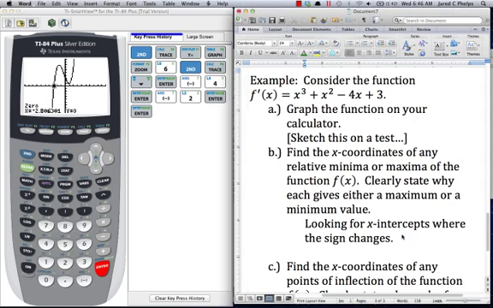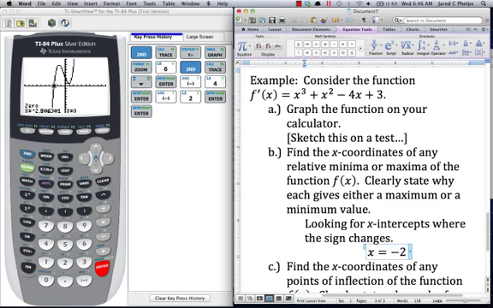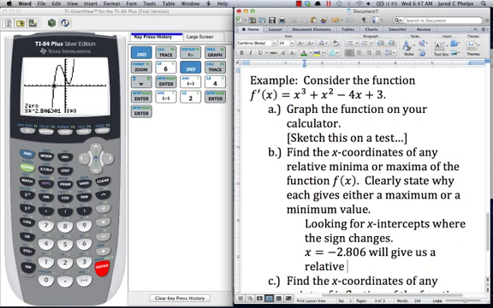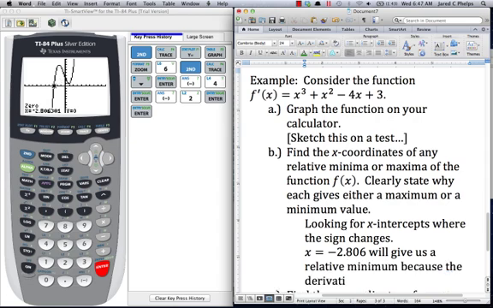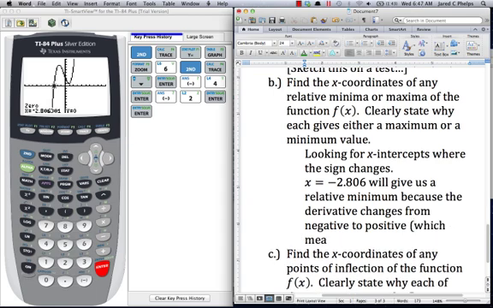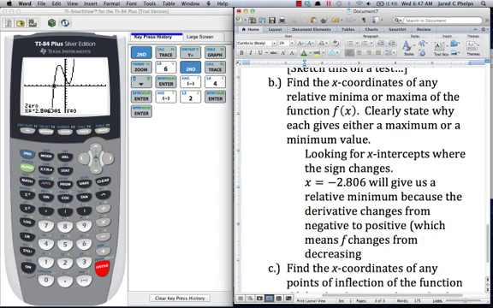So x coordinates are relative max and mins. We have x equals -2.806. Will give us a relative. So the question for you is that a max or a min? Right? Well, the derivative here was negative and changed to positive, right? So this gives us a relative minimum because the derivative changes from negative to positive. And if you want to, you can even say, which means that the original function f changes from decreasing to increasing.